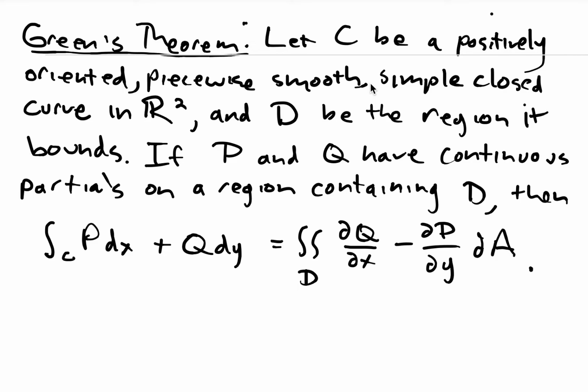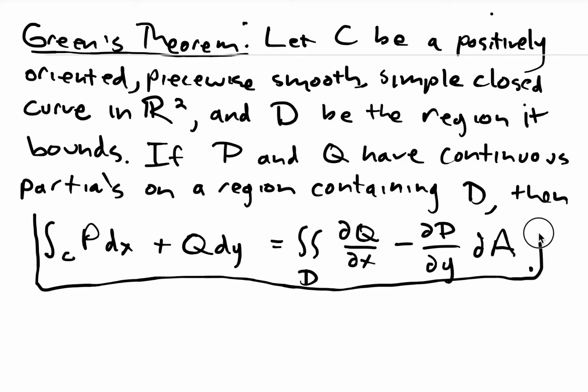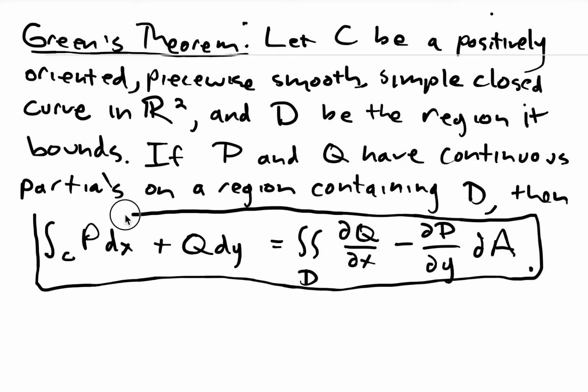If C meets all those criteria, there's going to be some region inside of your curve. I'm going to call that region D. Now, if the functions that make up your vector field, P and Q here, have continuous partials on some region containing D, then we get this expression right here. I'm going to box this because this is the formula we're going to keep coming back to. This is going to be important for us.